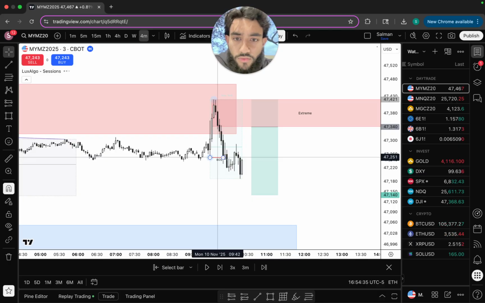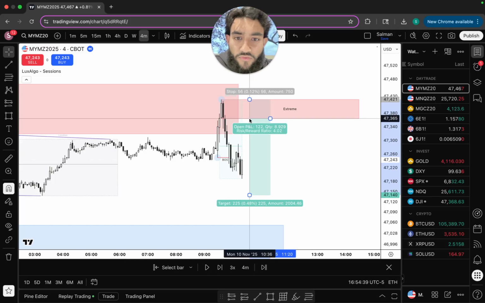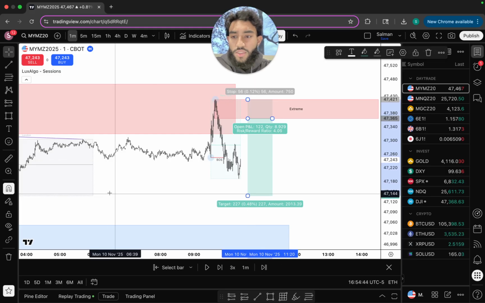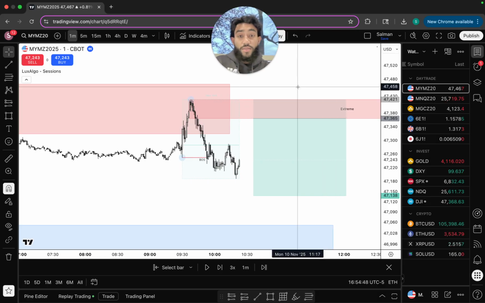I think the 3 or the 4 minute. I think I refined it to this. So this was my refined zone. So we have a good enough risk to reward. Session lows right here over my target. And this was my trade that I was waiting for.